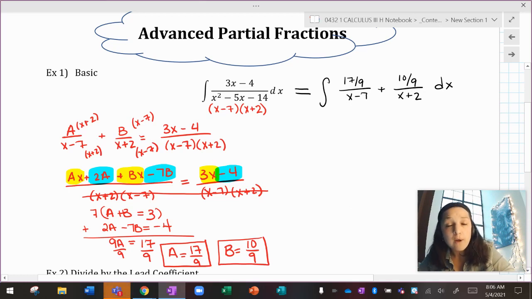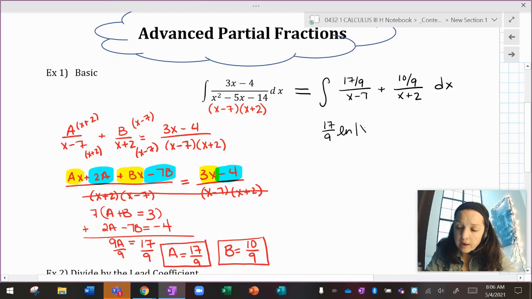There's no rule for integrating something like that. There is a rule, however, for integrating something where you have a constant over a linear, and that's your ln rule. If I did a u-sub, you could see it that way, but this is just going to be an ln. The antiderivative of 17 ninths over x minus 7 is 17 ninths ln absolute value x minus 7 plus 10 ninths ln absolute value of x plus 2 plus C.